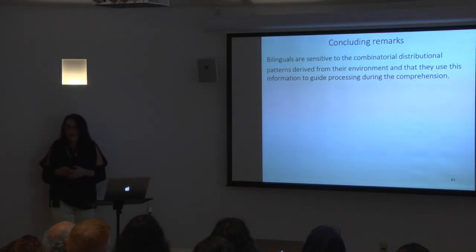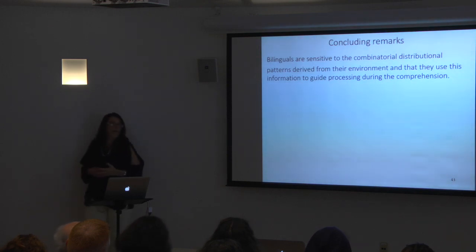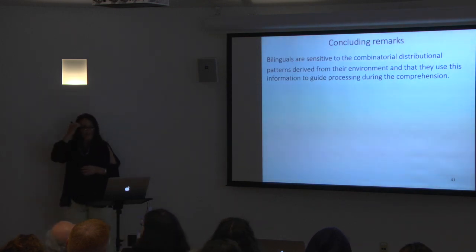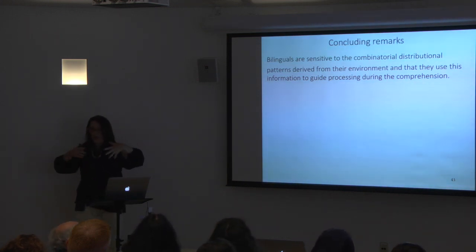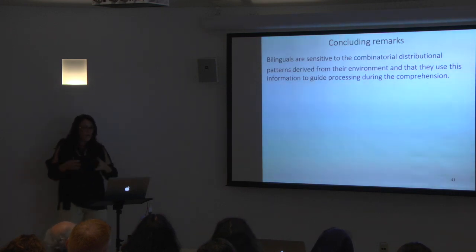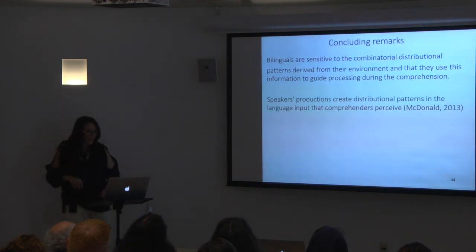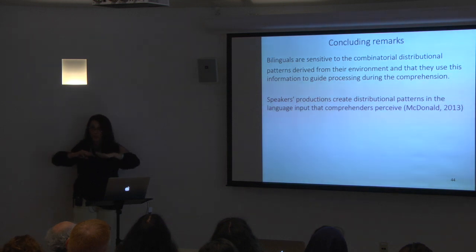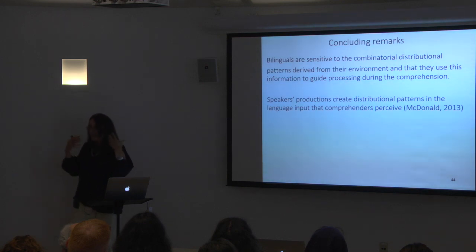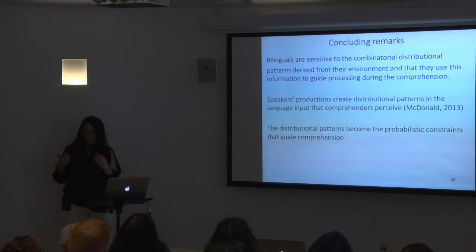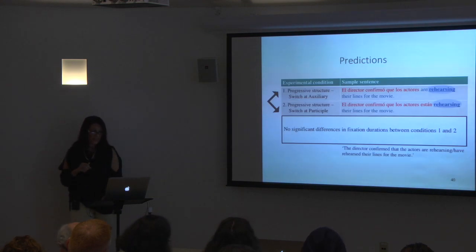And so it's almost time to finish, so I'm going to move on to my concluding remarks. What I've tried to show here is that bilinguals are sensitive to the distributional patterns that are in their environment when other people are speaking. And what they do is use this information to guide their comprehension processes. And so speakers' production creates these distributional patterns, these asymmetries that I've talked to you about, and these distributional patterns become probabilistic constraints that guide the comprehension system.